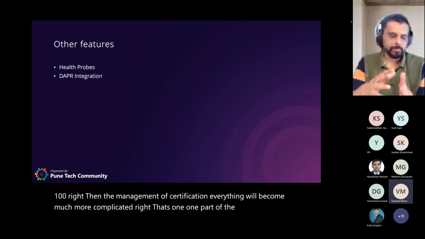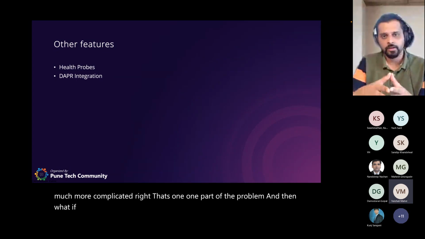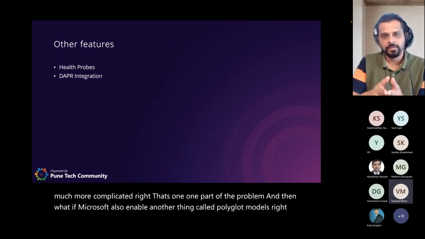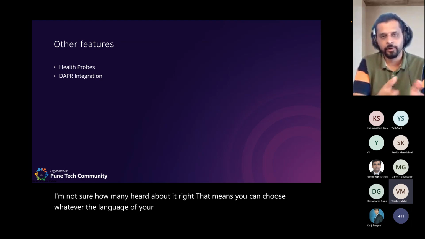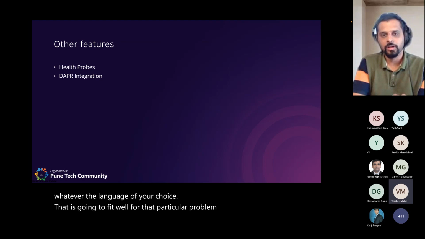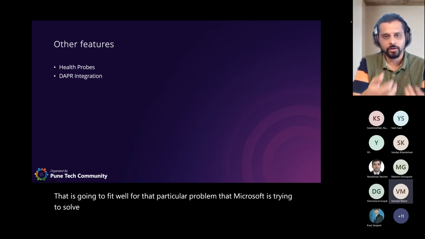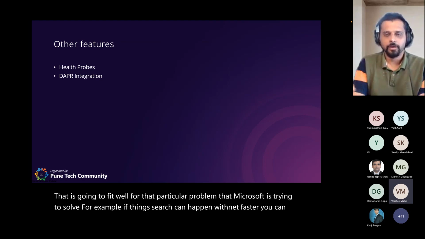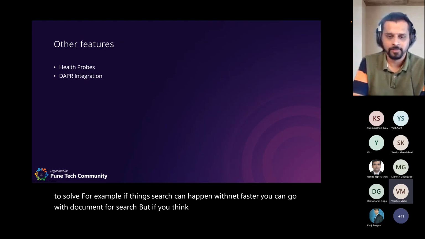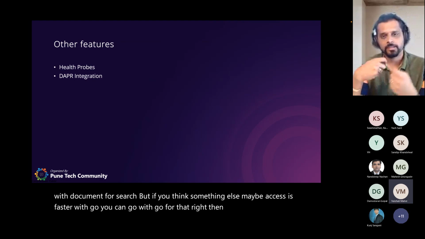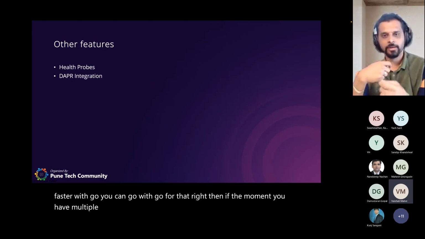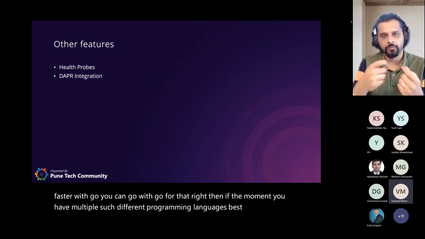And then what if the microservices also enable another thing called polyglot models? I'm not sure how many have heard about it. That means you can choose whatever language is going to fit well for the particular problem that microservice is trying to solve. For example, if you think search can happen faster with .NET, you can go with .NET for search. But if you think database access is faster with Go, you can go with Go for that.